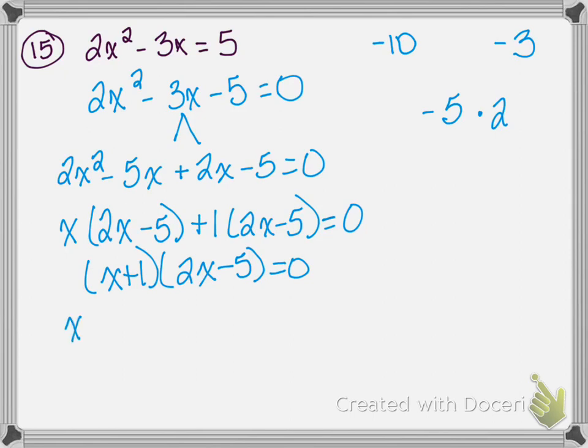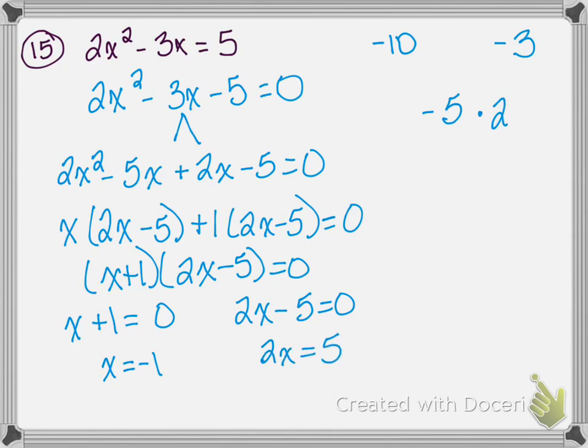I set each one of them equal to 0. Okay, and so I have x equals negative 1. 2x equals 5, and so x equals 5 over 2. Okay, so my final answer here is negative 1 and 5 over 2.